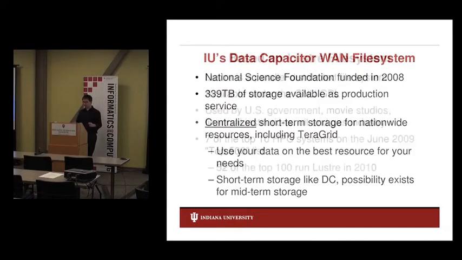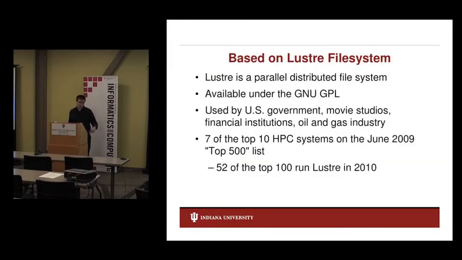So DC and DC WAN are both based on Lustre. Rob talked a little bit about it. I didn't know he was going to, otherwise I might not have included so much information about Lustre in my slides, but it's a parallel distributed file system available under the GPL. It's not only used by university HPC resource providers. It was developed with help from the US government to fit their needs. It's also used by movie studios, financial institutions, and the oil and gas industry. Anybody you can think of that uses massive amounts of data probably uses Lustre.